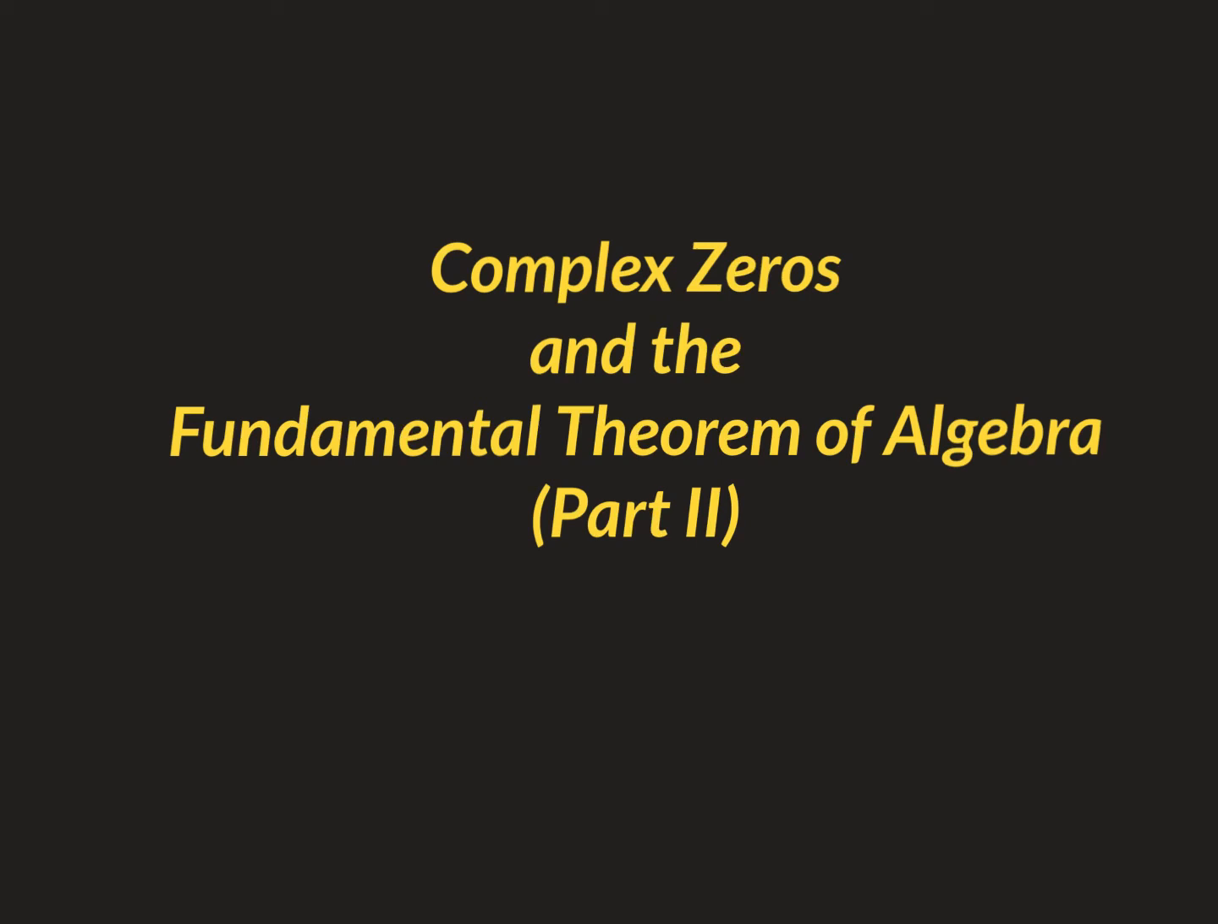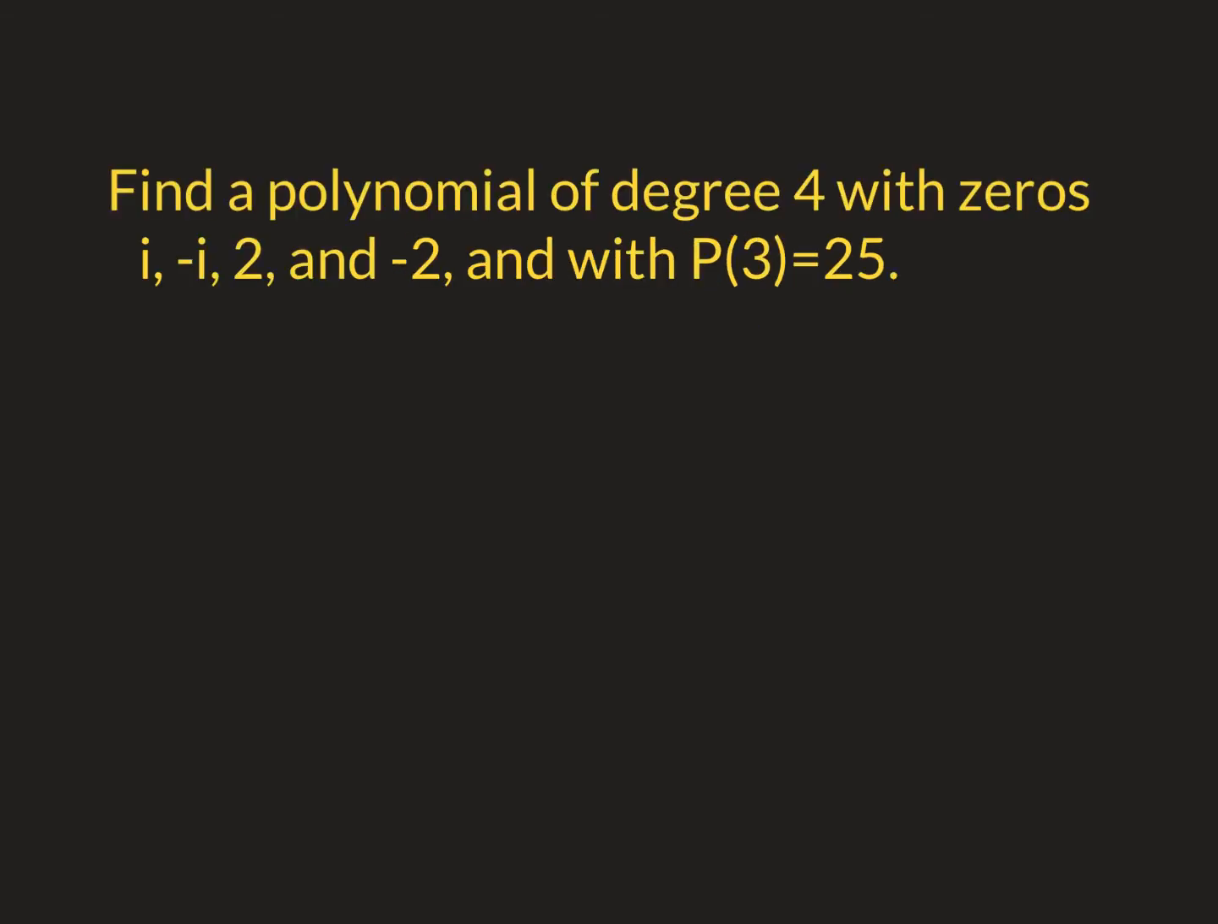Hey guys, today we have complex zeros and the fundamental theorem of algebra, part two of what we did yesterday. The first part says find a polynomial of degree 4 with zeros i, negative i, 2, negative 2, and if you do p of 3, you get 25.